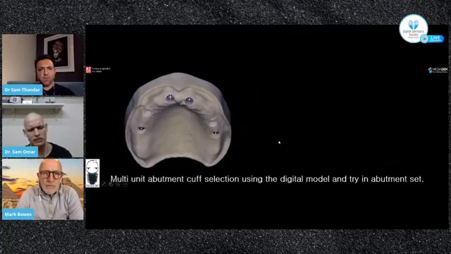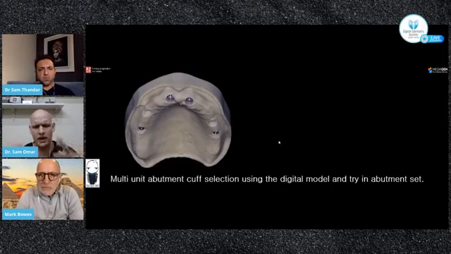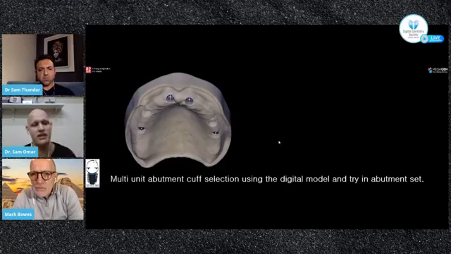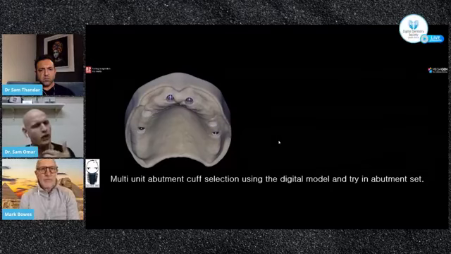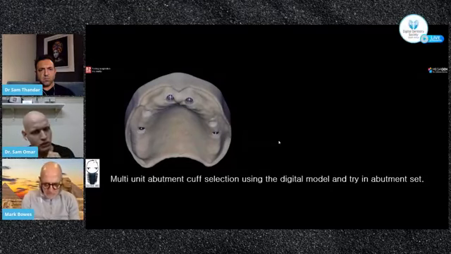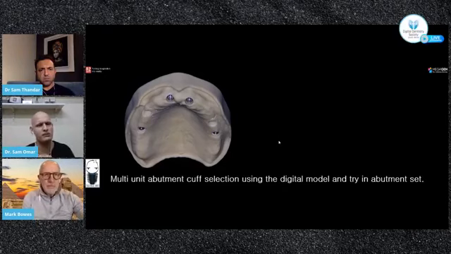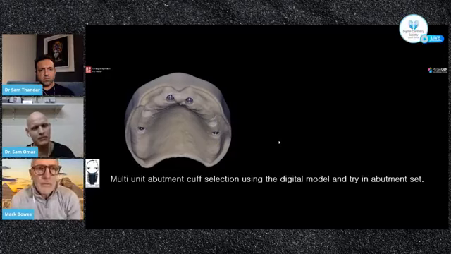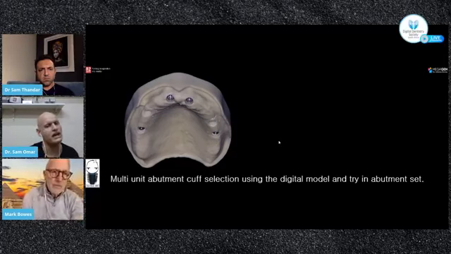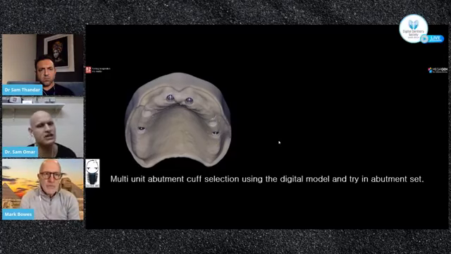Now, again, because chair time is very expensive, we wanted to make sure that whenever we go into surgery, we have everything ready. So what I need next is to know which multi-unit abutments to use, which cuff height. I already know the angles, but I need to know which cuff height would be the best. And I also need to pre-cut the cylinders that fit on top of the multi-unit abutments, in order to save time rather than cutting them in the surgery. Can I cut them beforehand? Yes, and that's what we did.